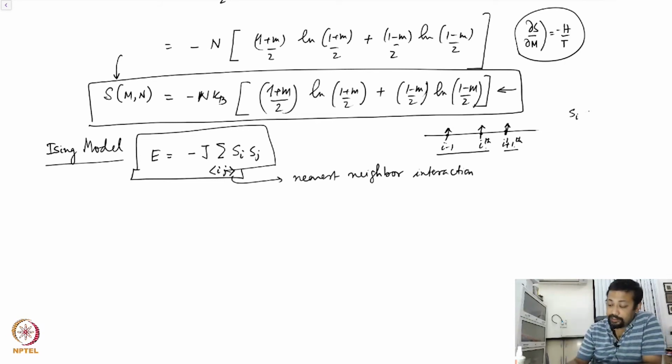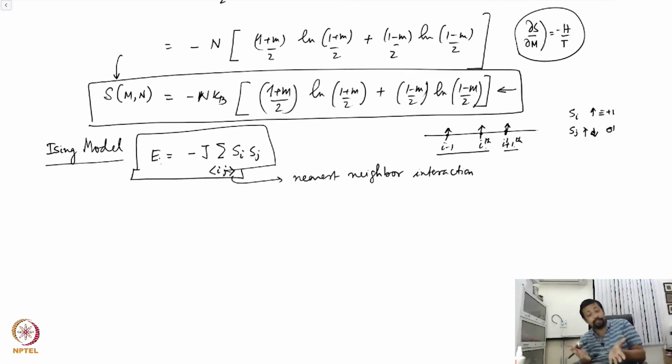So if Si is in the up state, which means let's say it's plus 1, then if Sj is minus 1, in the down state, that means this energy is minus J. Sorry, it's plus J. On the other hand, if Sj is in the up state, then this energy becomes minus J, a more lower energy configuration. So this interaction itself tries to bring the spins which are in the nearest neighbor in the same alignment.